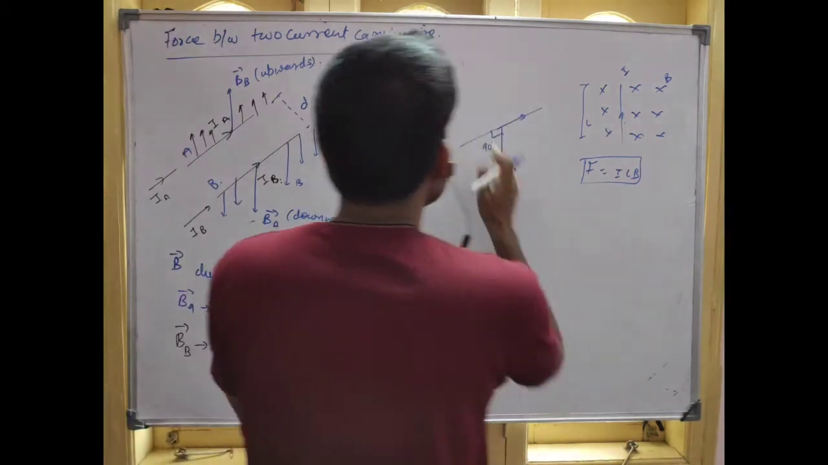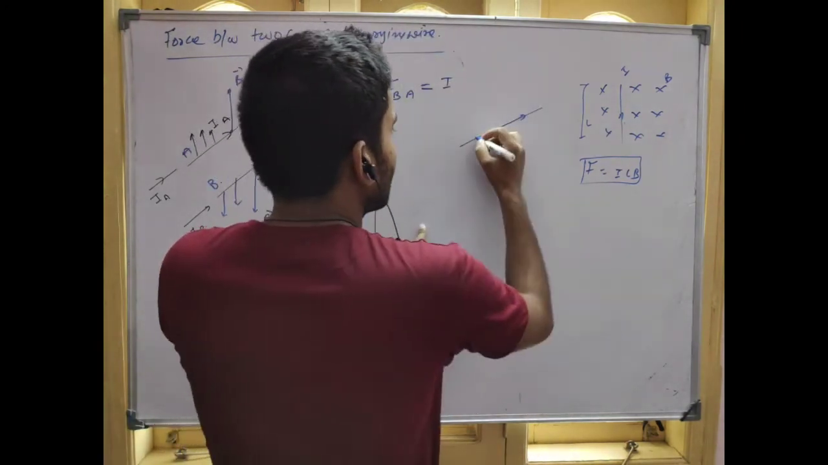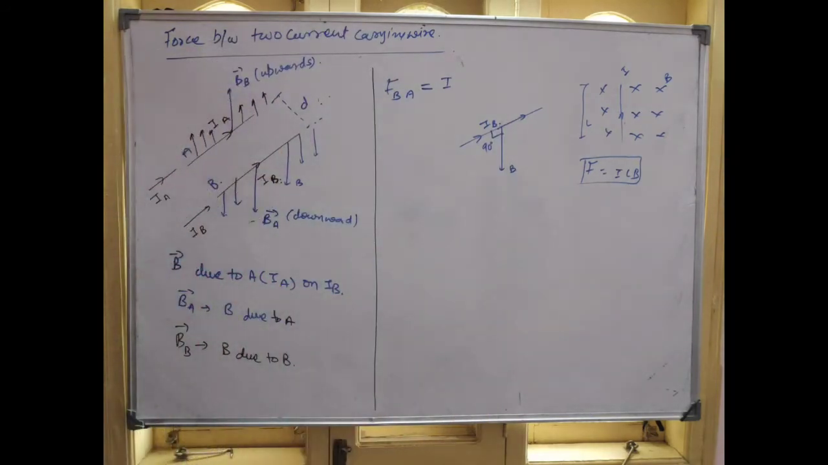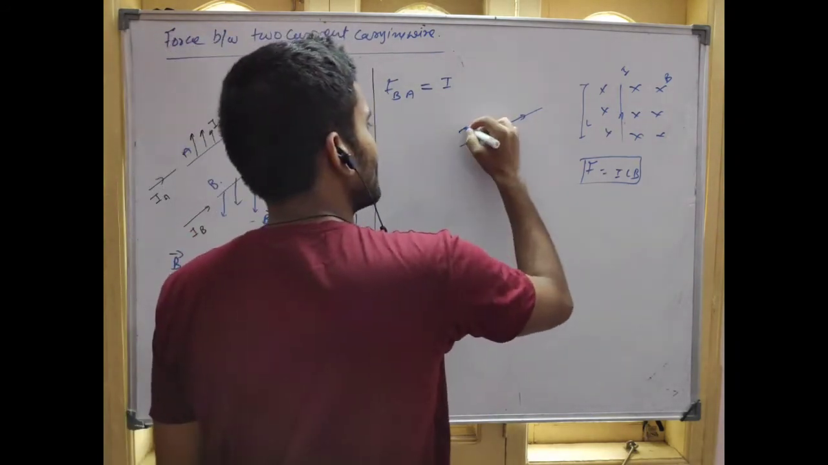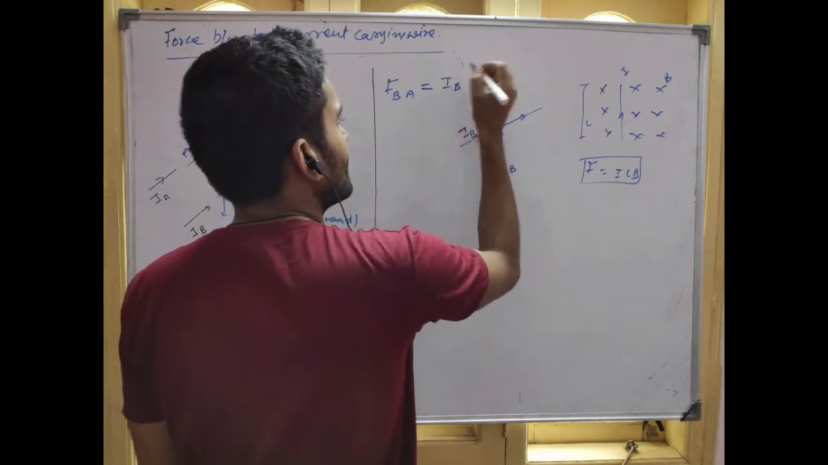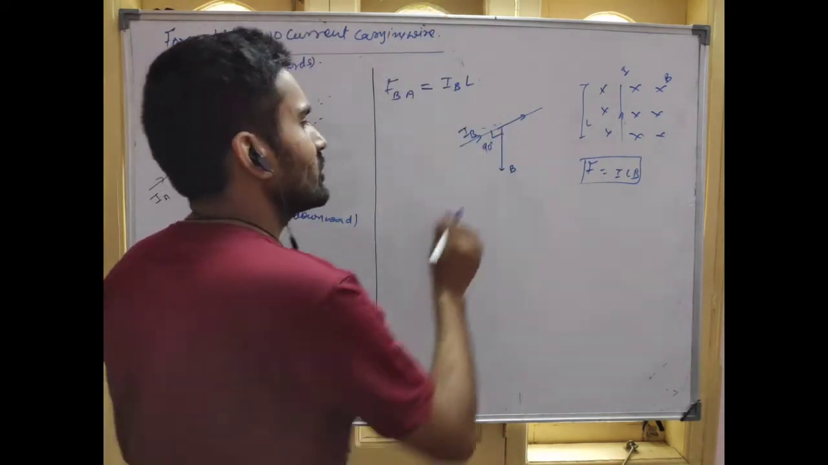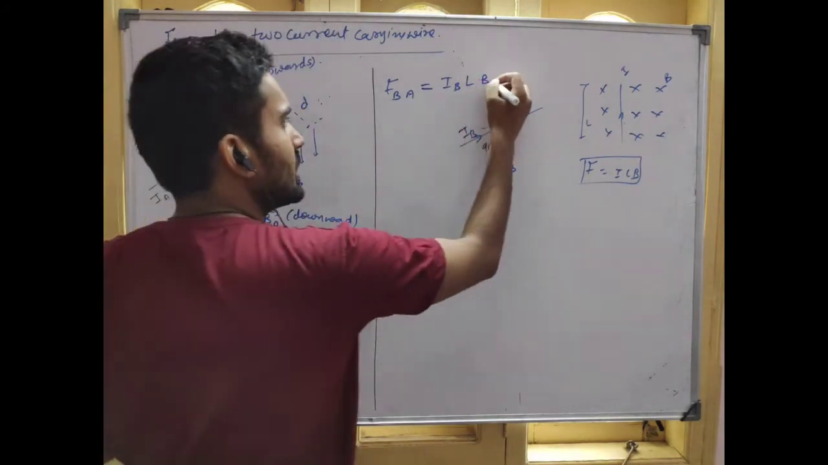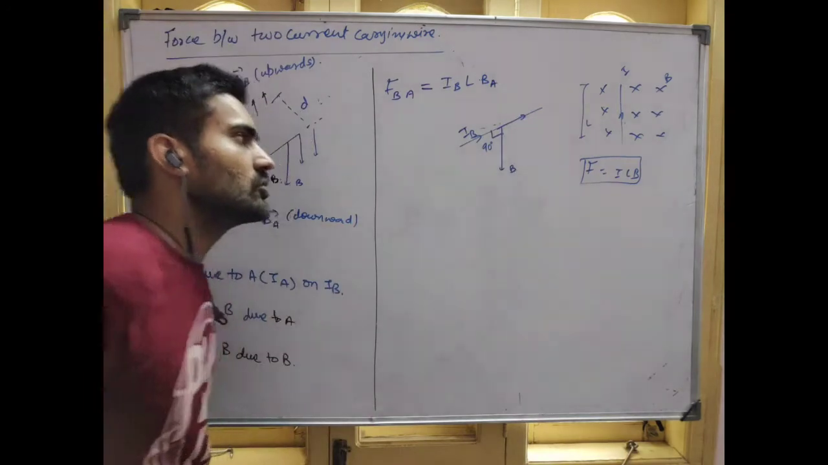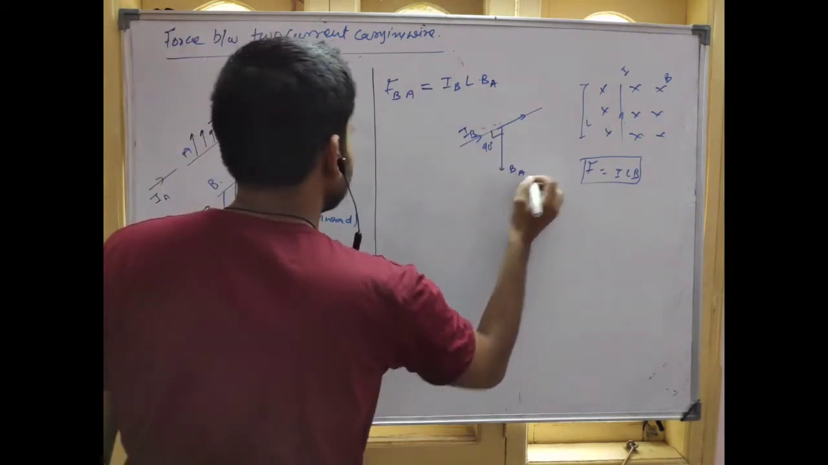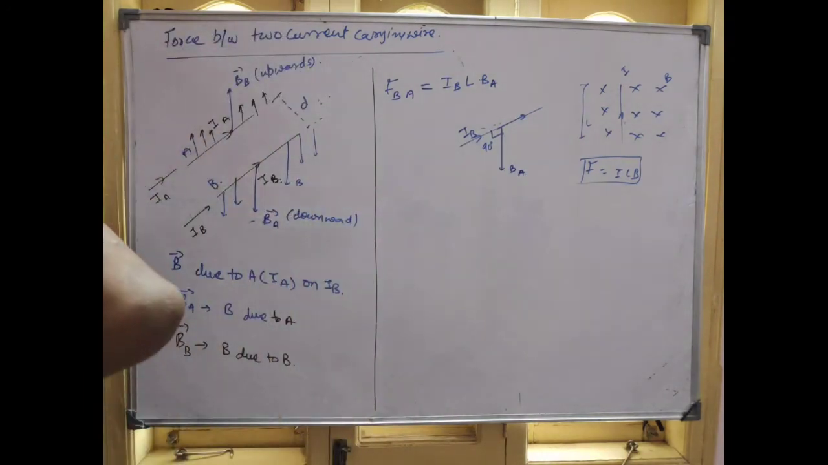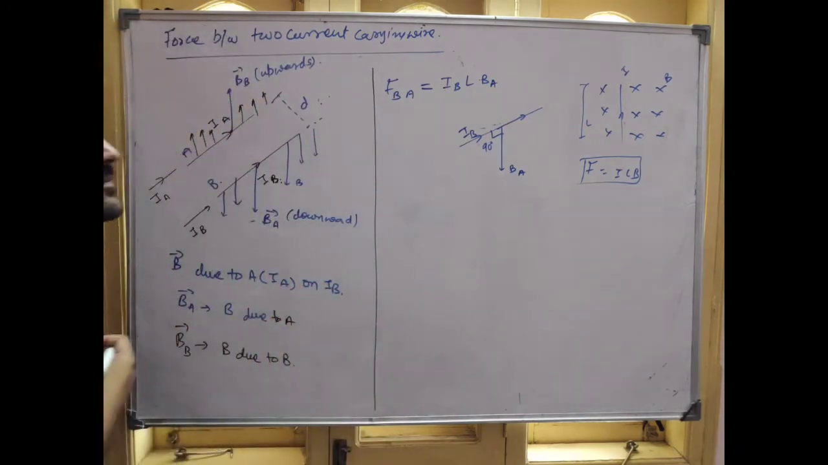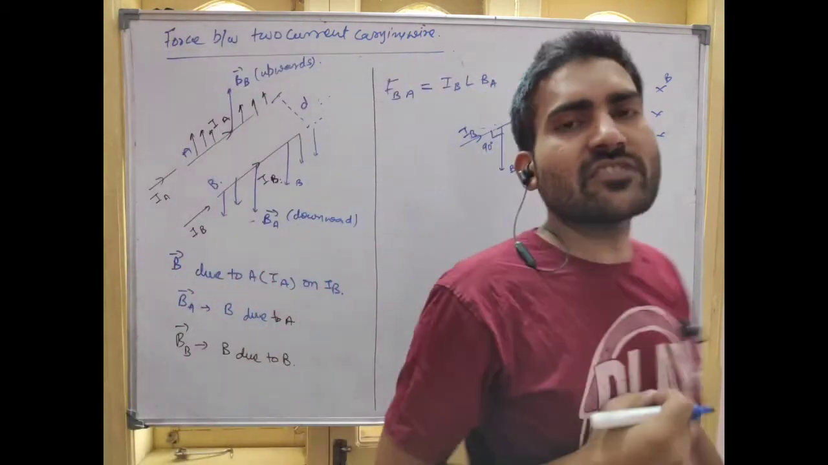I think it will be I. What is the current in this one? IB. Yes or no? IB, yes. The current is IB. Okay, IB. Length is L. And what is the magnetic field? That is BA. Yes or no? It is BA now. Now guys, this is the force generated. Can you tell me the direction for this?